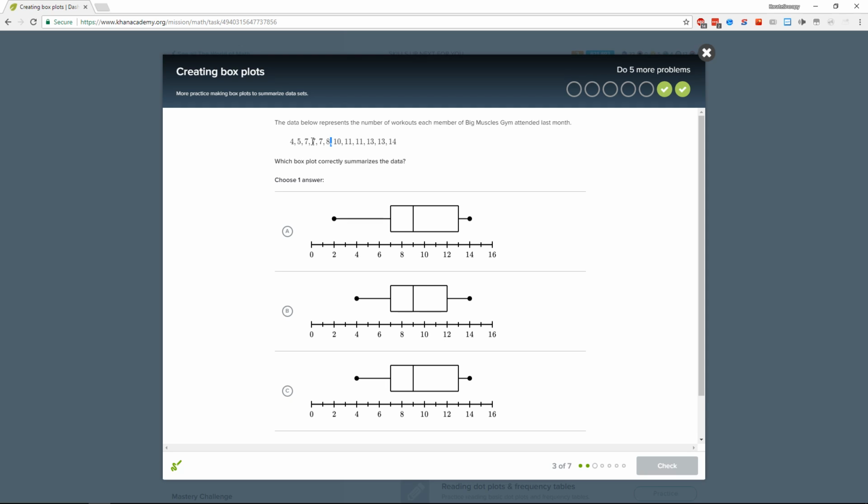And then over here, let's see, we have 6 numbers, looks like, so we're taking the middle 2, so that's 7. And then over here we have 6 numbers, we're taking the middle 2, that's 12. 7 and 12. So it looks like this one. Min is 4, yep.